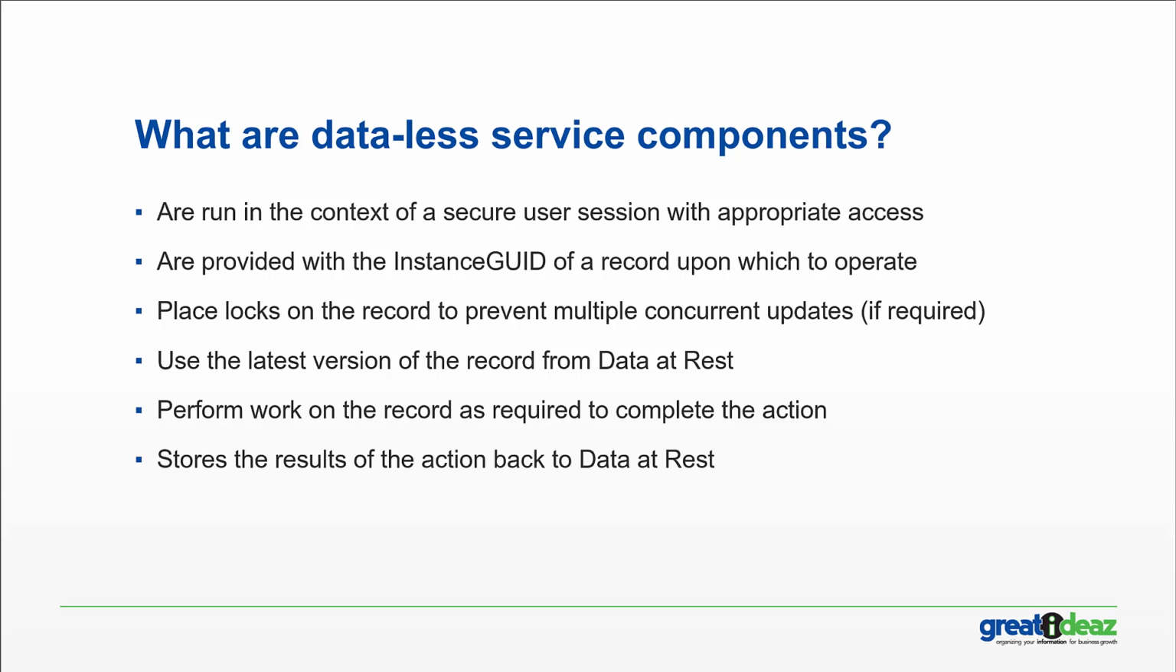So this then gives us a really simple process for a data-less service component. We're going to get the latest version of the record from the data at rest. We're going to do the work we need to perform on that particular record to complete the action, and then we're just going to put the results straight back into data at rest. And if we lock the record on entry, then we'll unlock the record as we exit. Really, really simple. This is very basic, clean interface implementation design.